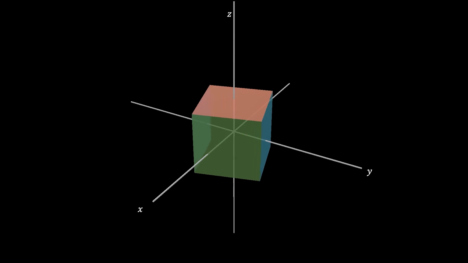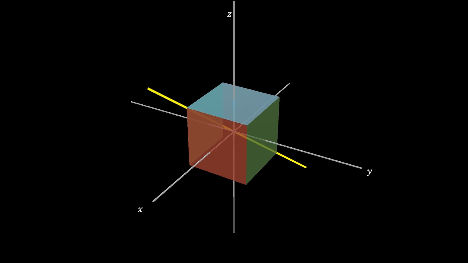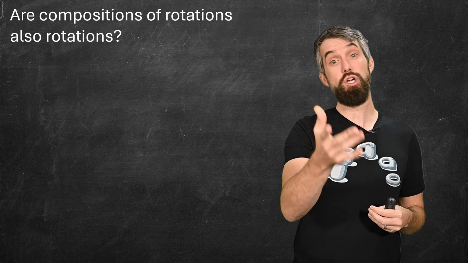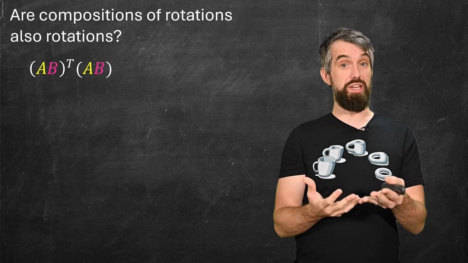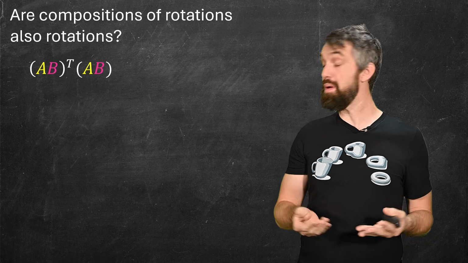For instance, if I first rotate around the z-axis and then I rotate around the x-axis, if I were to play both of those animations at once, what we actually get is another rotation, just one on a non-coordinate axis of rotation. So the question is, is this always the case that a composition of rotations gives you another rotation? And it turns out, yes, indeed. A composition of transformations in linear algebra is represented by the product of matrices.